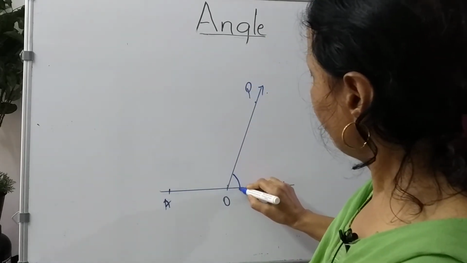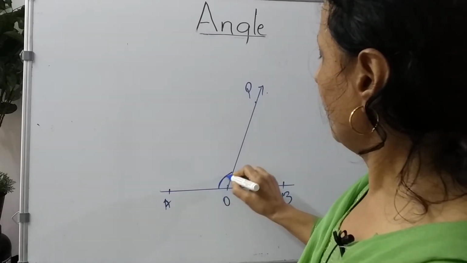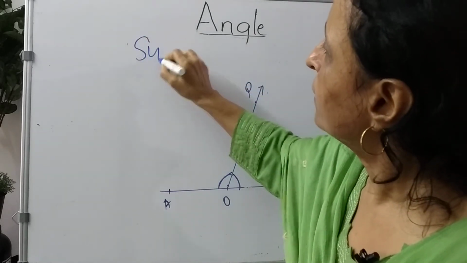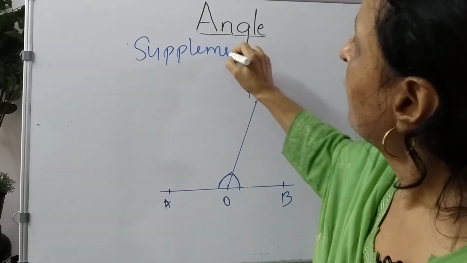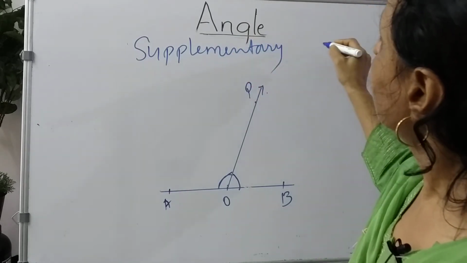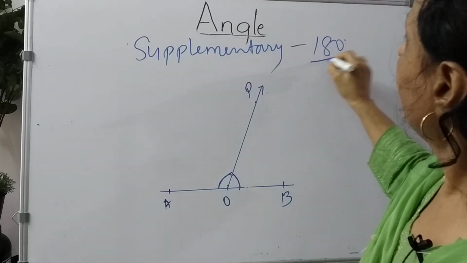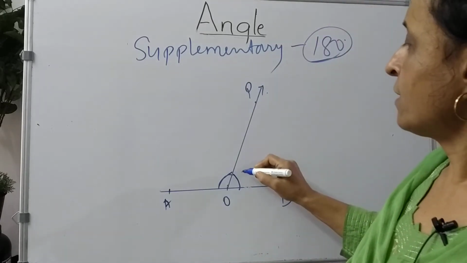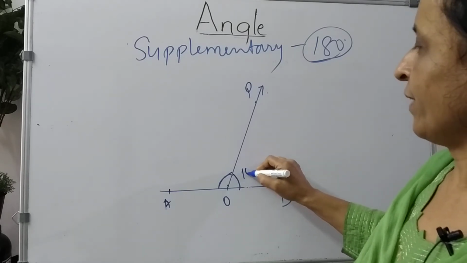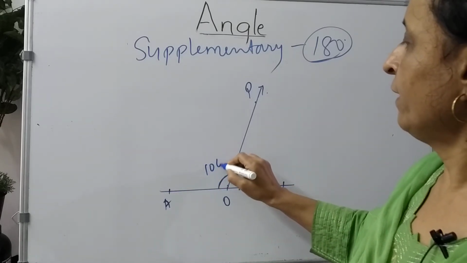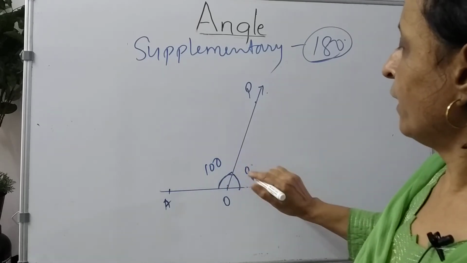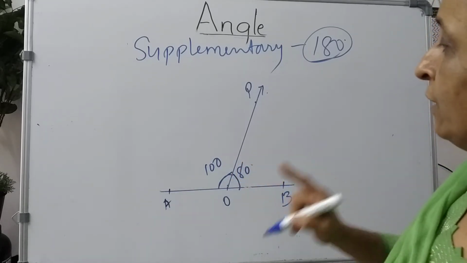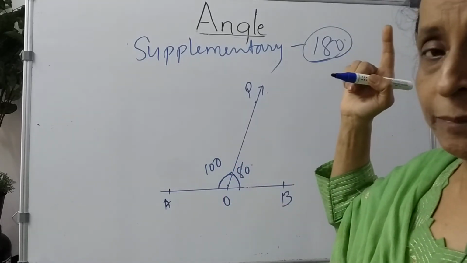Now, whatever this angle and this angle will total to be 180. They are supplementary and the total is 180. So now if one is given, say one is 100, the other has to be 80. So you know the total has to be 180.